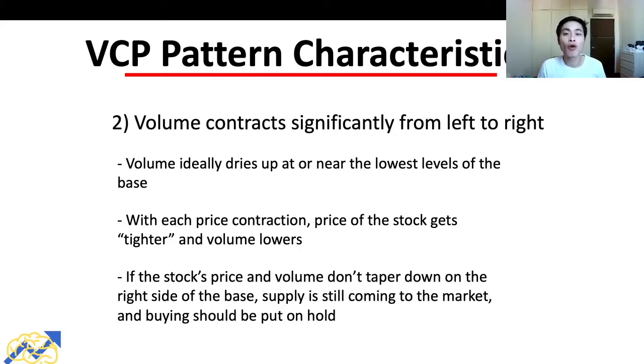So why do we want to see both price and volume volatility contracting from the left side to the right side? Because if the stock's price and volume don't taper down on the right side of the base, it means that supply is still coming into the market, which means it might take some more time for the stock to be properly accumulated. And thus, the buying should be put on hold.